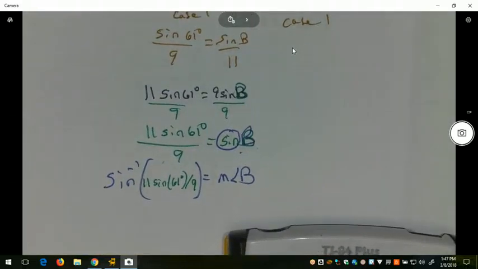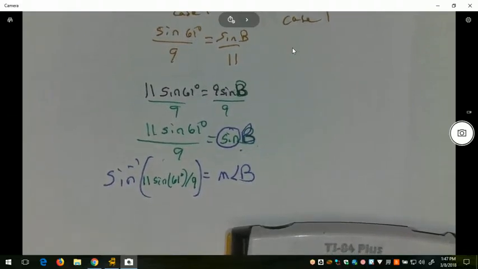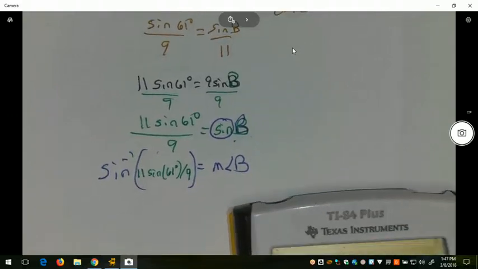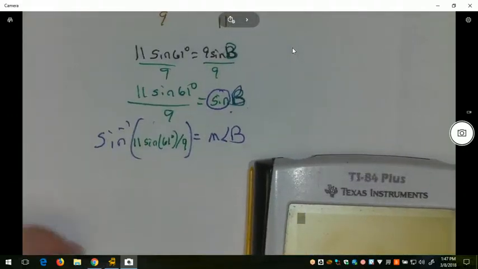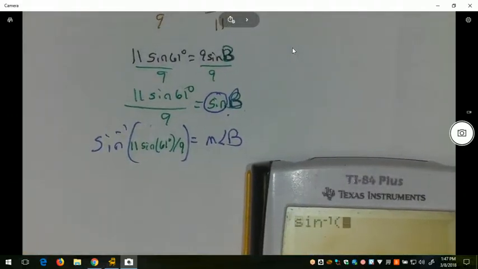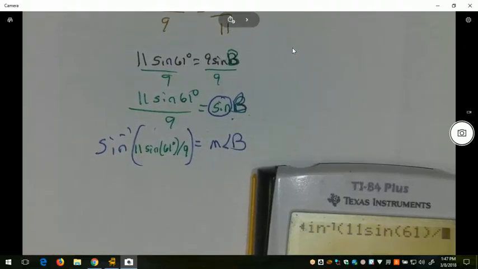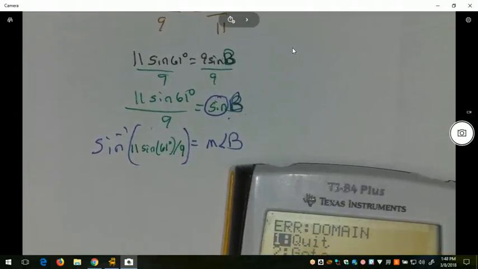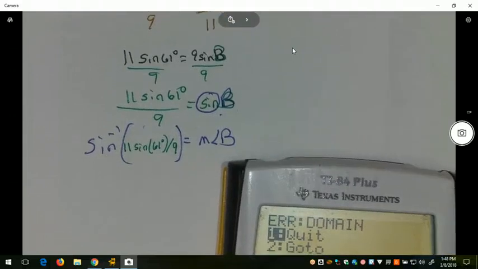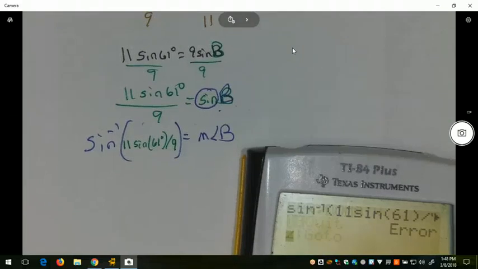So sine inverse of 11 times sine of 61 divided by 9, which I'll be honest with you, we go through this and do these steps in pre-calc, and we show them why it works and how and when you're going to know based on the numbers. Most students still do it this way because they just don't want to memorize all of the rules that go into when it works and when it doesn't. So I do this and I close my parentheses, I plugged it all in correctly, and I'm getting a domain error. For some reason it's not working. Well, let's take a look at why that is.